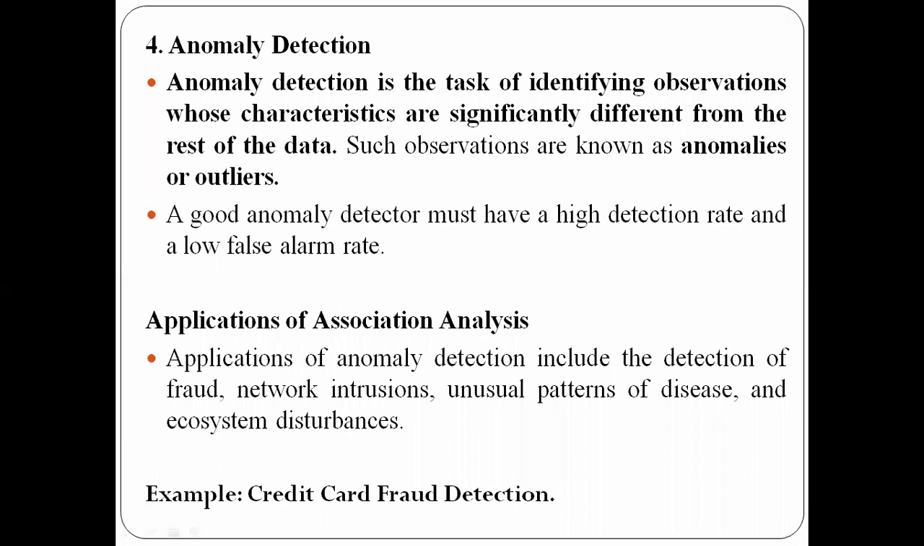I will give you an example. For example, identifying whether a person is a normal person or not is also one kind of anomaly. Based on the features of the person, I can classify whether that person is a normal person or a mad person. So that is also one kind of application of anomaly detection. Okay, so these are the four main tasks related to data mining.